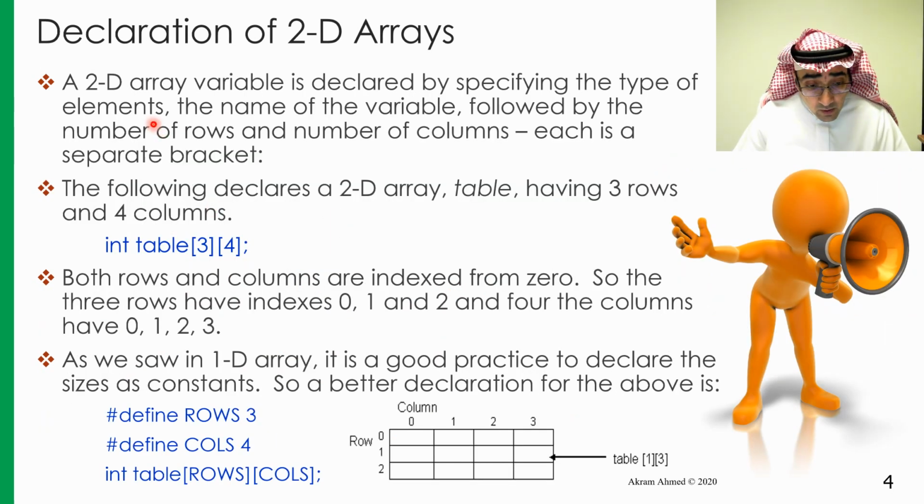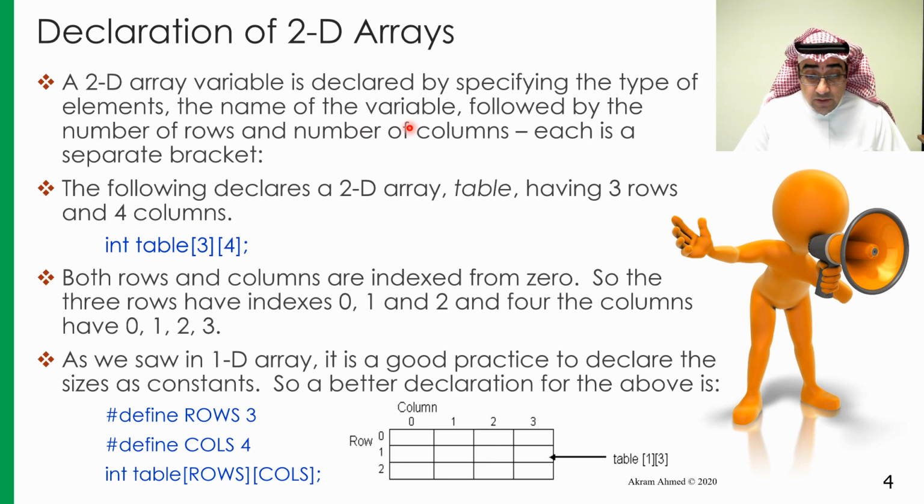So how do you declare a 2D array? A 2D array variable is declared by specifying the type of elements. First of all, you have to specify the type. For example, over here we have the type int. Then you have to specify the name. Table, for example, is the name of the variable that you're declaring. And then for 2D arrays, you have to specify between square brackets 2 numbers. The first is the first dimension and the second is the second dimension. Or equivalently, this is the number of rows and this is the number of columns.